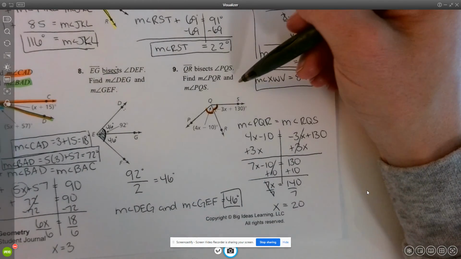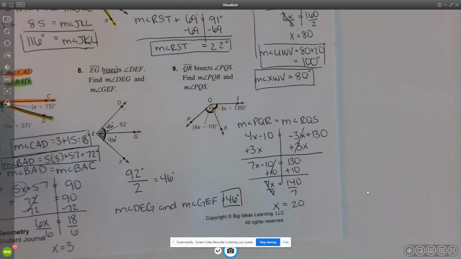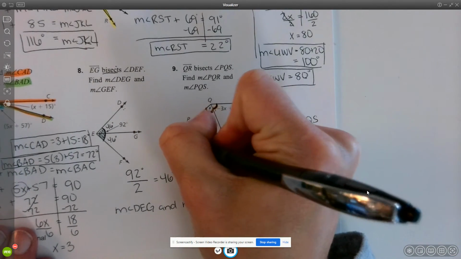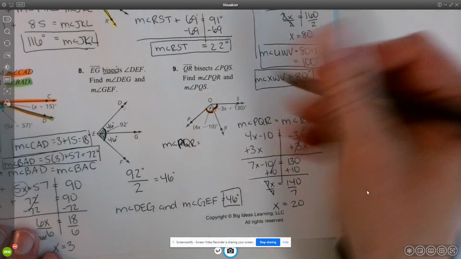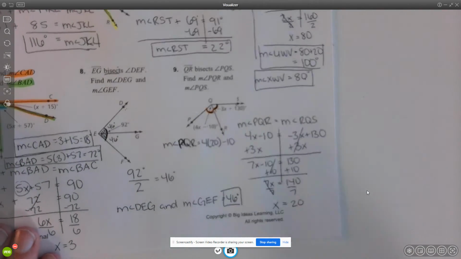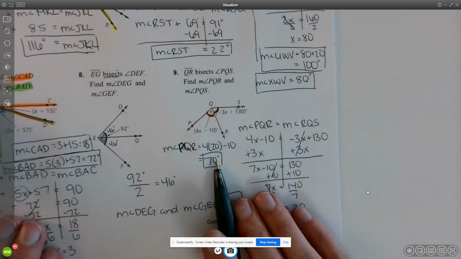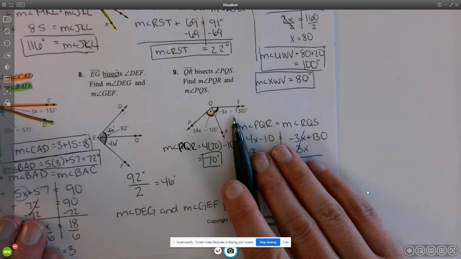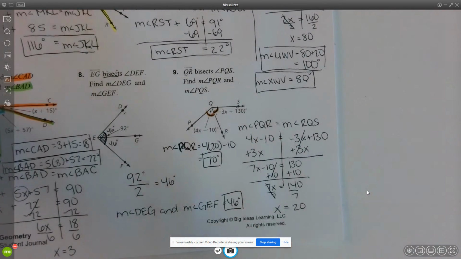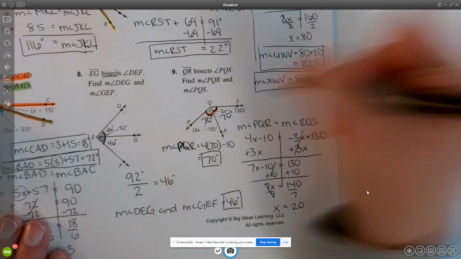Again, remember, go back, look at the question. They want me to actually find the measure of these angles. So I now need to take 20 and substitute it back in. So the measure of angle PQR, when I plug in 20 for x, I need to find 4 times 20 minus 10. And that gets me 70 degrees. Now, I know because ray QR bisects that the measure of angle RQS is also 70 degrees, right? If I were to plug 20 in here, I would expect to get 70, and you do. So I know that both of these angles are 70 degrees.